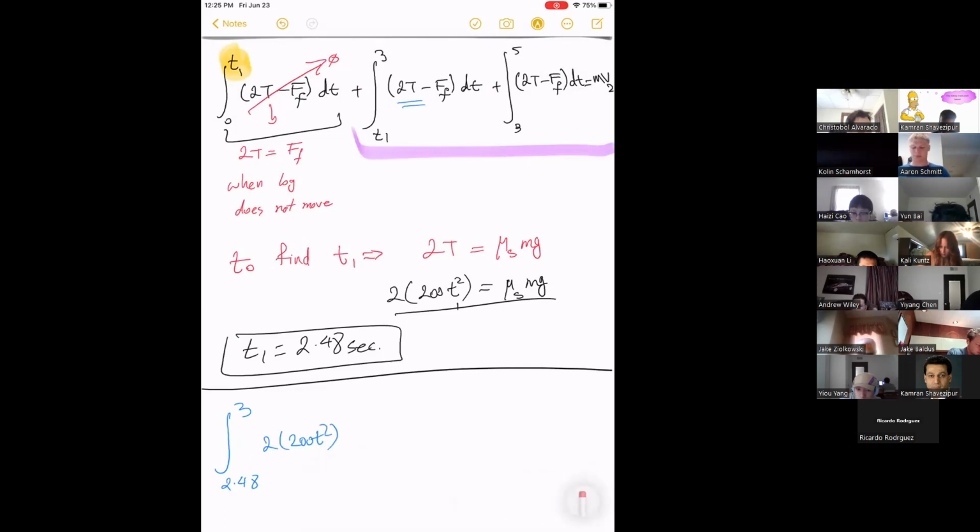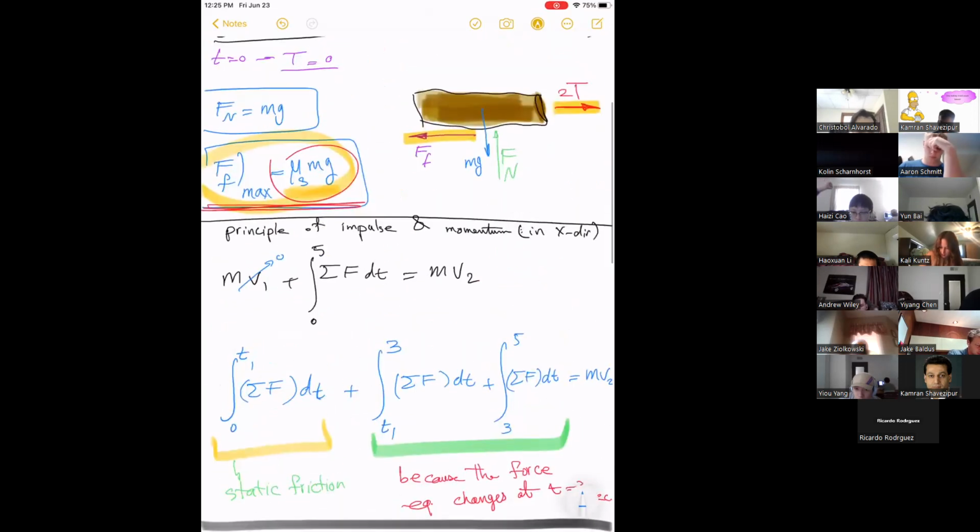And then how about friction force? I'm talking about this friction force. Is it a static or kinetic friction? Kinetic, right? So if that's the case, I'm going to put the value of minus mu k mg dt and integration from 3 to 5.